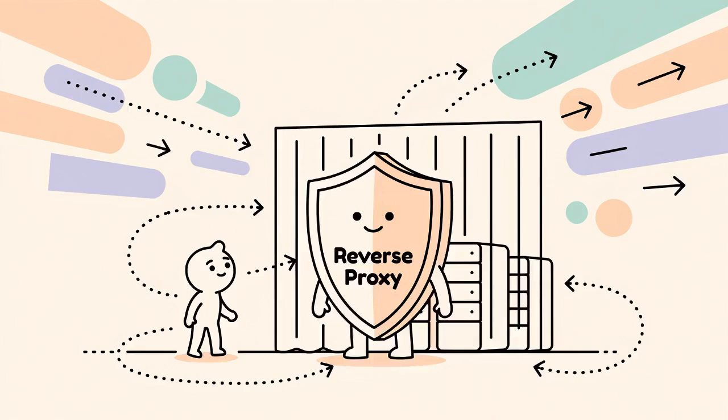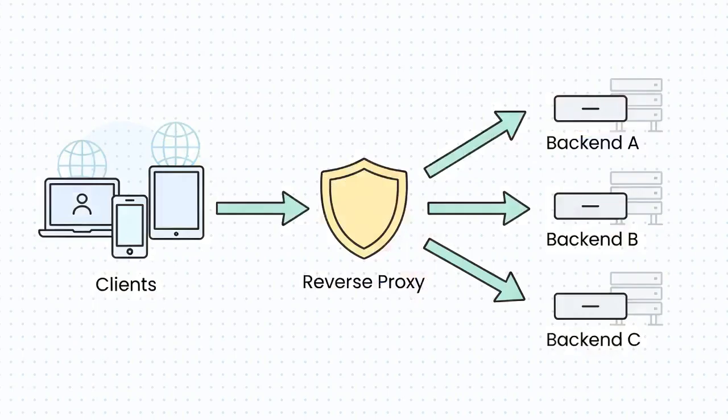A reverse proxy is a server that sits in front of your backend services and forwards client requests on their behalf. From the client's point of view, the proxy is the origin server. The backends behind it stay invisible. This is the opposite of a forward proxy. A forward proxy sits in front of clients, hiding them from the internet. A reverse proxy sits in front of servers, hiding them from clients.